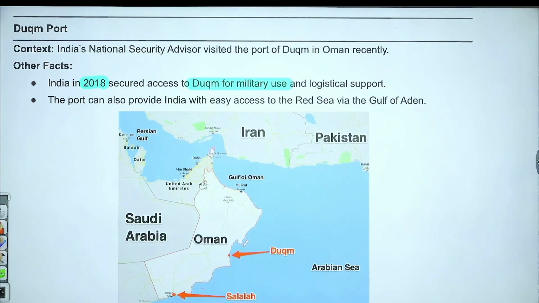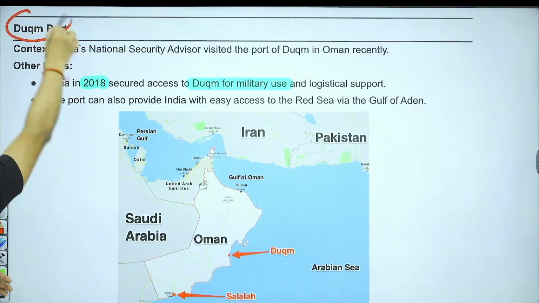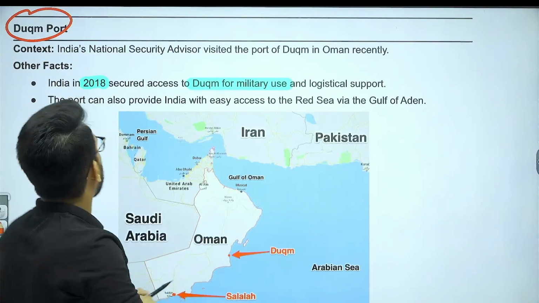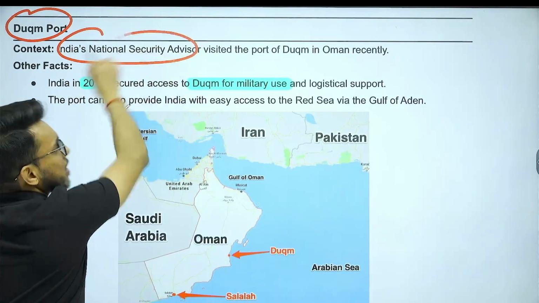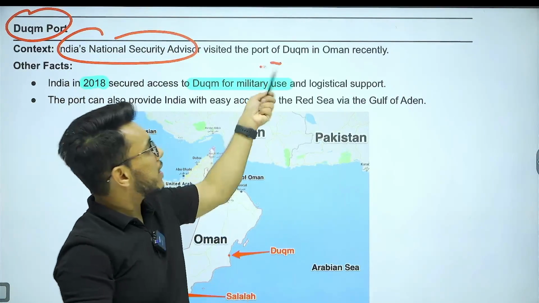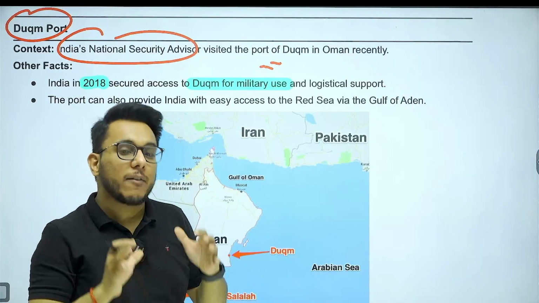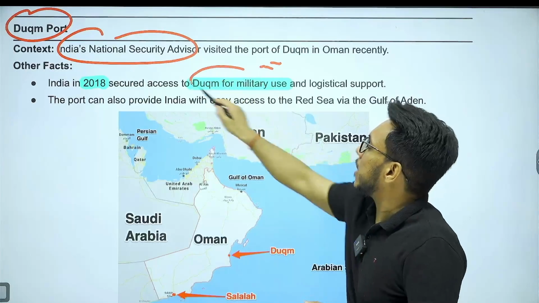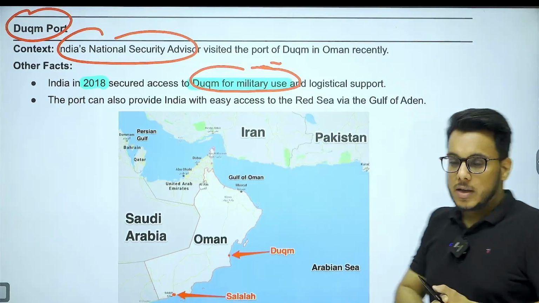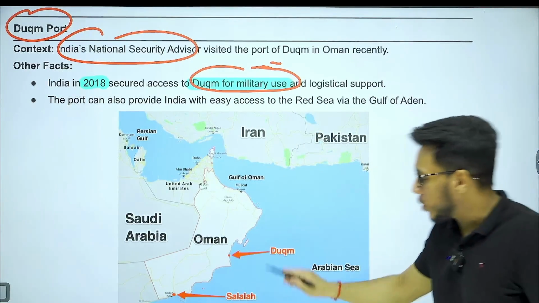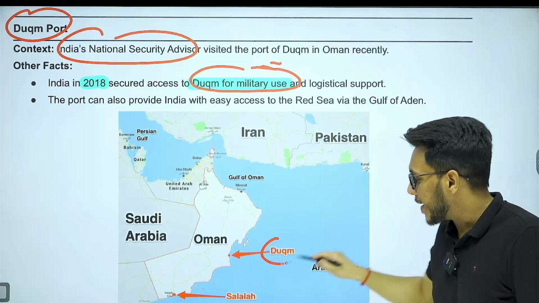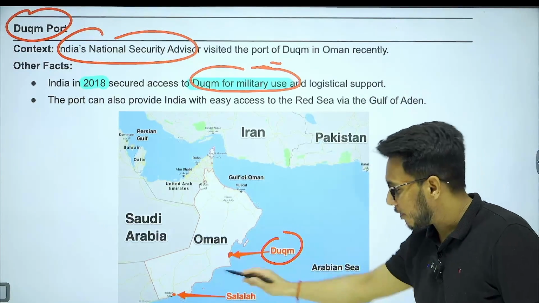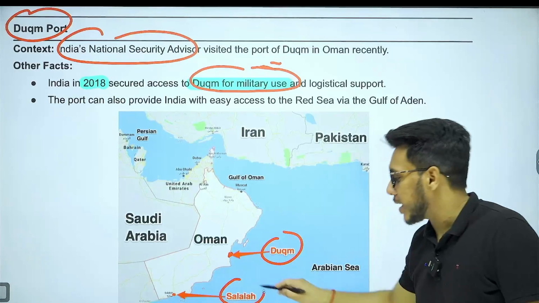Now, moving on. Duqm Port. Why was Duqm Port in news? Because recently India's National Security Advisor visited Duqm Port. Also, India way back in 2018 had got the rights to use Duqm Port for military use. Now, where is Duqm Port located? It is located in Oman. So here we have Duqm Port. Then further towards the south, we have Salalah Port.